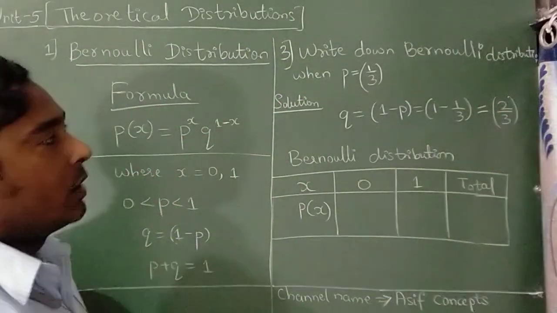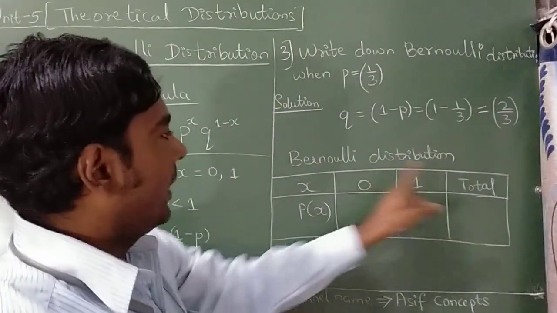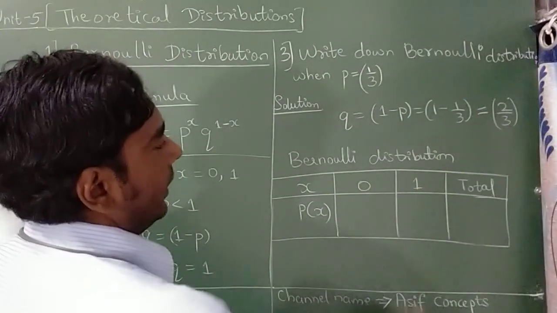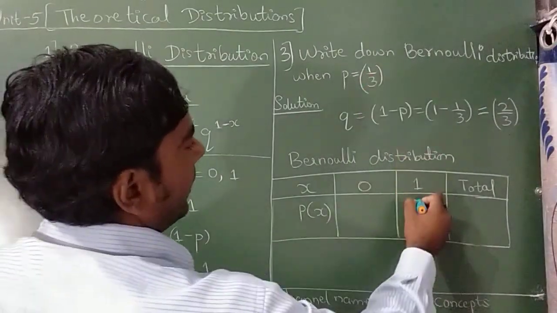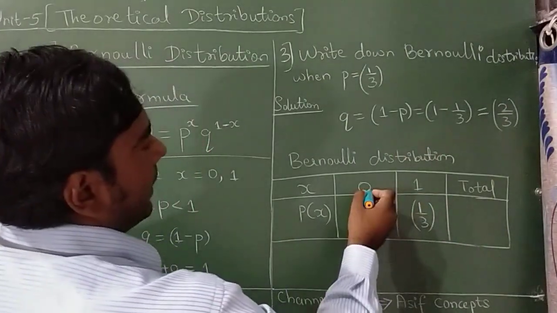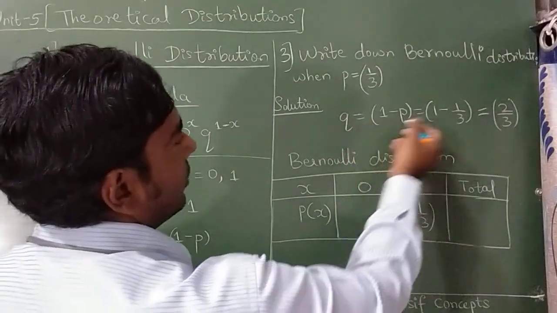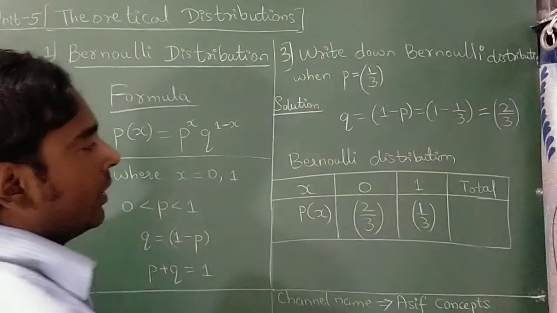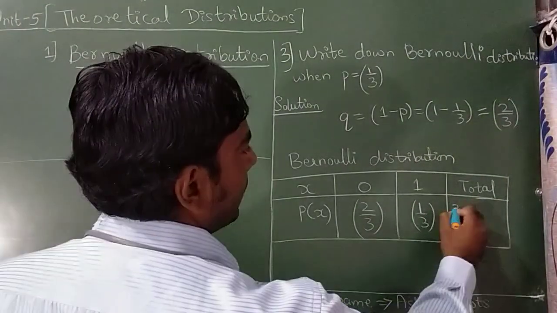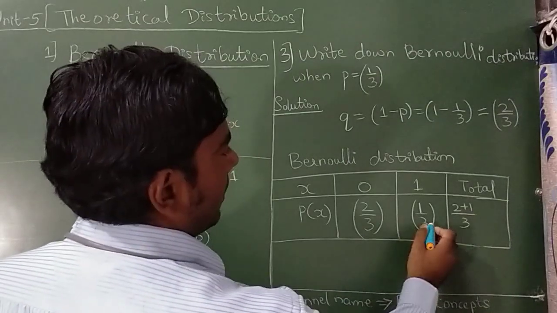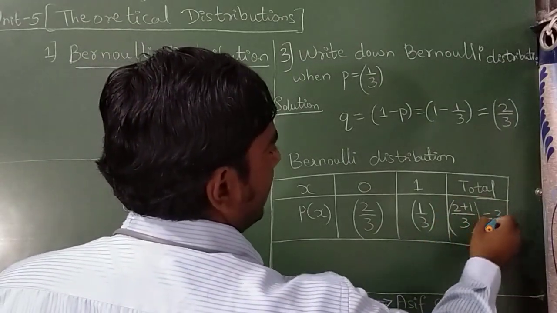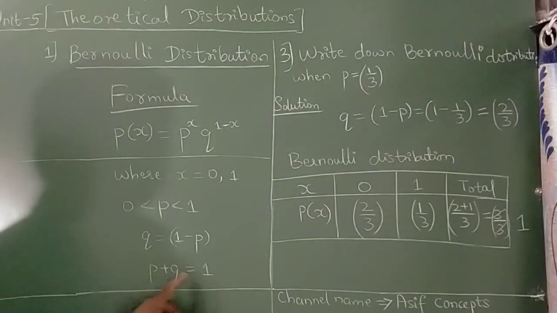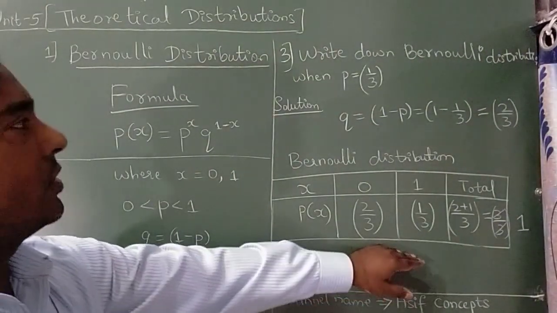So 2 by 3. So Bernoulli's distribution table is this: 0, 1 and total. P of x. So in place of 1, I am going to write P value, that is 1 by 3. In place of 0, I am going to write the Q value, that is 2 by 3. Now add this. 2 plus 1 is, denominators are same. So 3 divided by 3 is how much? 1. I have told you P plus Q is always 1. So this completes your answer.